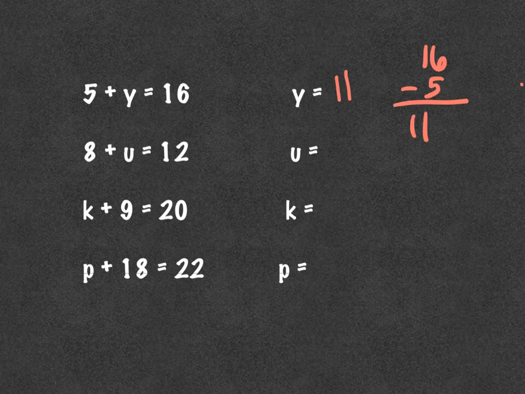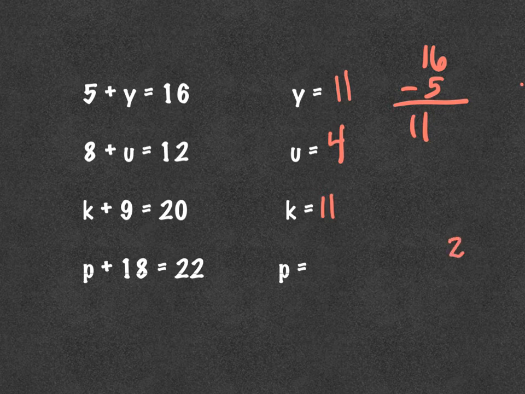So there's a couple of different ways you could do it. You can guess and check. You can use fact families. You can fill in the blanks. Lots of different ways to think about this. Okay, 8 plus u equals 12. So 8 plus u would be 8 plus what would equal 12? 8 plus 4 would equal 12. K plus 9 equals 20. K would be 11. P plus 18 equals 22.